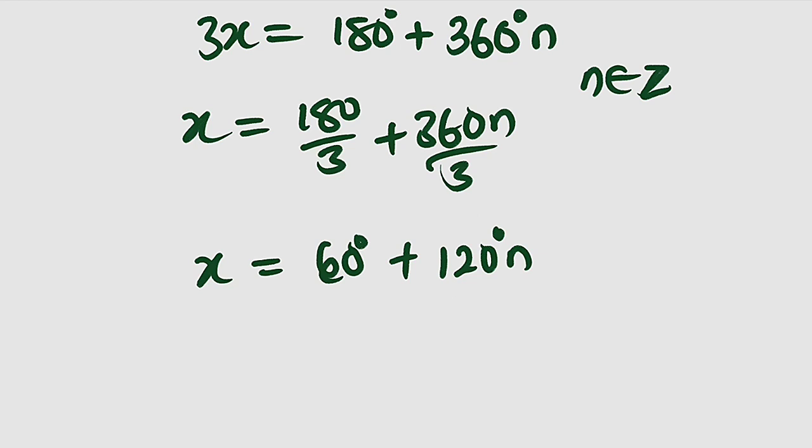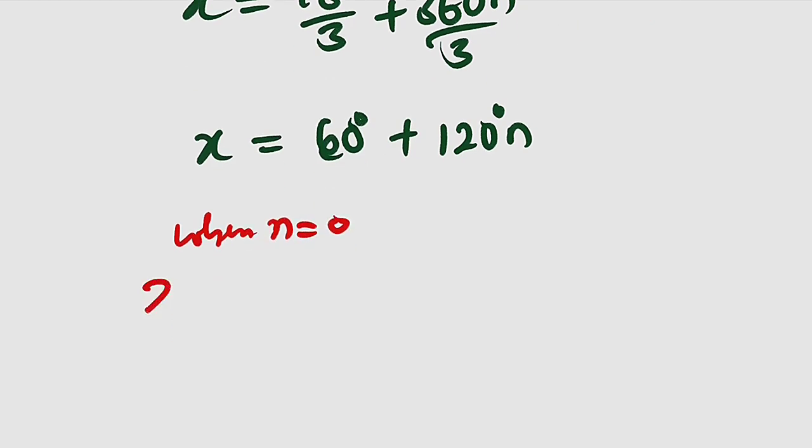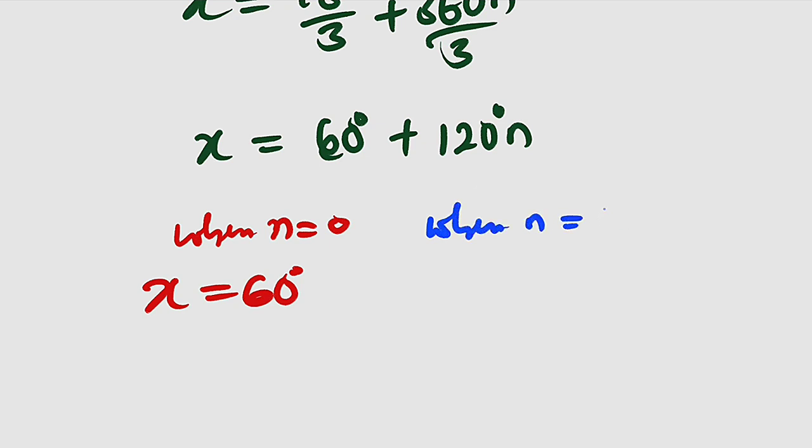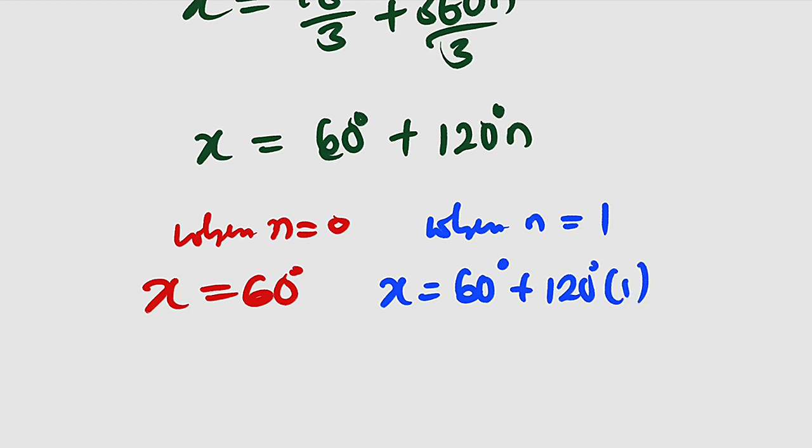So we are going to substitute the values of n equal to 0, 1, 2, 3, 4, and so on, till we get to a value which is less than or equal to 360, because we don't want to go beyond that. So when n equal to 0, you can clearly see that x must be equal to 60 degrees because the whole of this will be equal to 0. Then when n is equal to 1, we have x equal to 60 degrees plus 120 degrees times 1. 120 degrees times 1 is still 120 degrees plus 60 is 180. So x here is equal to 180 degrees.